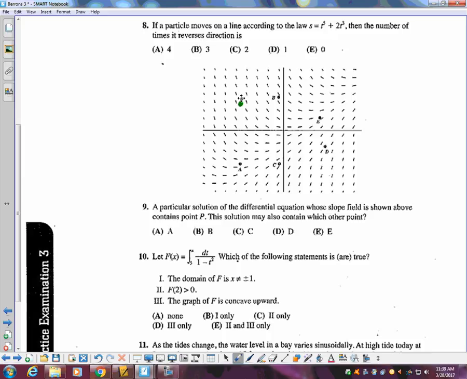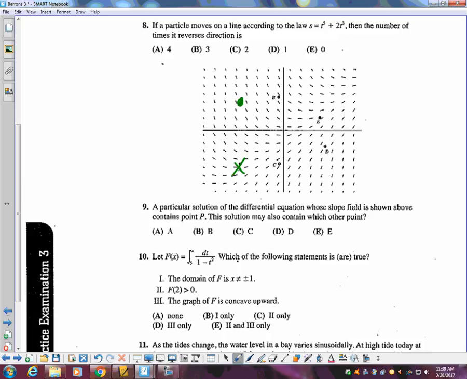Okay, and then it says this solution may also contain which other point. Well, if I have to go through point P, this green dot, am I ever going to swoop down here and get A? If I follow this slope field, will I swoop down there to A? The answer is no. It's like a current. It's going to turn me northeast way before I can ever get to A. Now, if I was a point like over here, then yeah, I could potentially swoop down and hit A, but not if I have to go through this guy right here.